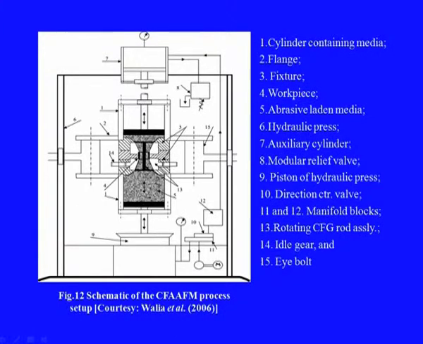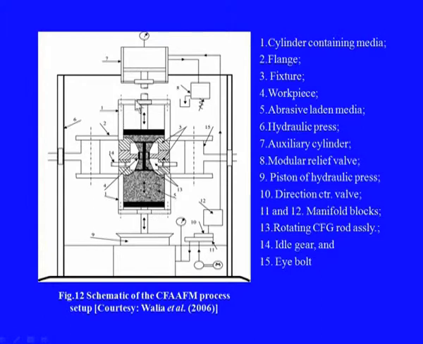This rod, the centrifugal force generating rod, helps the media to simultaneously rotate at a speed while being axially pushed. The rotation of the rod causes a centrifugal force to act on the media, which in turn increases the media contact quality. This is the schematic of this process.